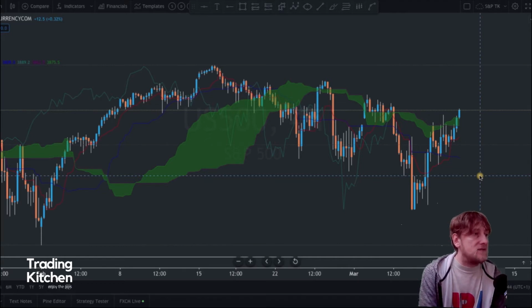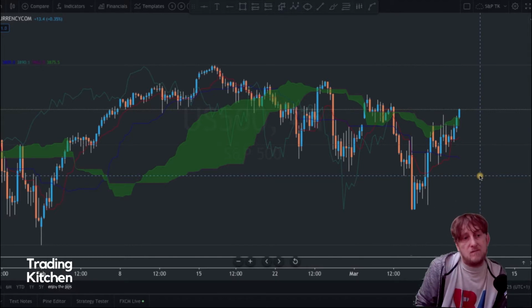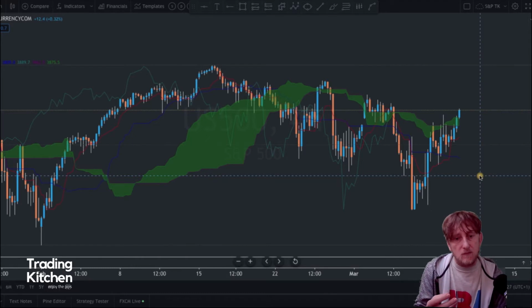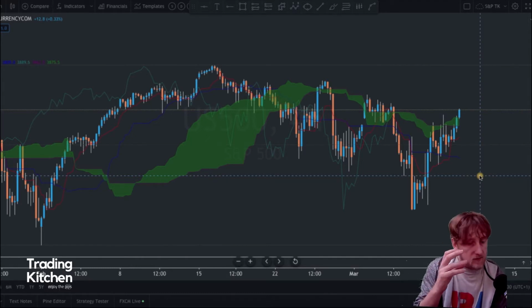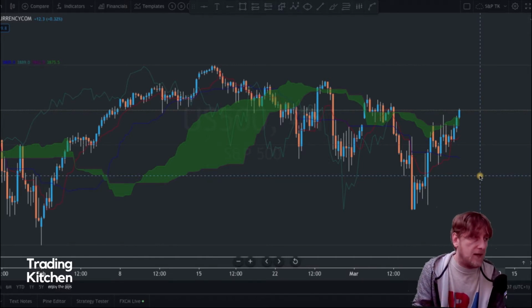Ichimoku Cloud represents a trend following trading system. The advantage of this indicator is the fact that it offers a unique perspective. We can see just support and resistance, because the levels, the data by which the Ichimoku Cloud is built, are based on price action.